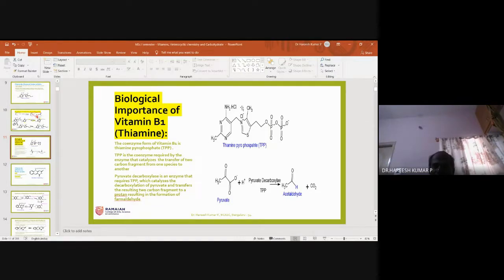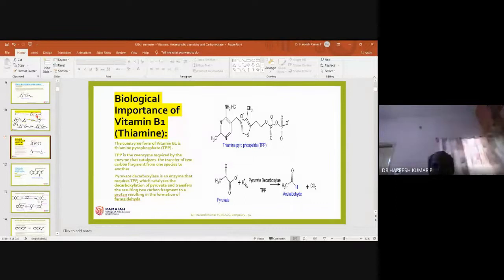You know that this part up to this oxygen part is a vitamin, but when this vitamin is in a living system, it will occur as thiamine pyrophosphate. That means the vitamin, when it reacts with two molecules of ATP, will give you thiamine pyrophosphate. Thiamine pyrophosphate is a coenzyme required by the enzymes that catalyze the transfer of a two carbon unit to the substrate.